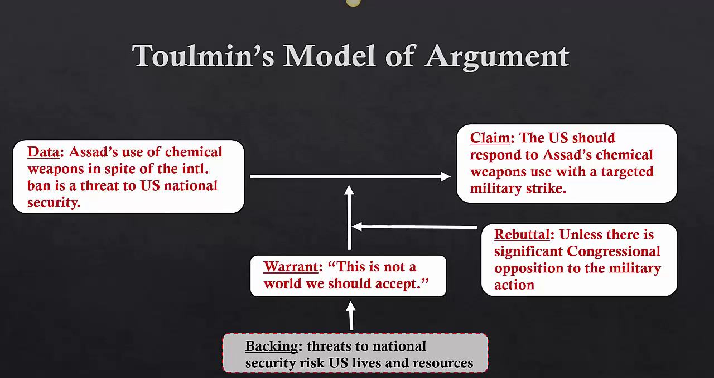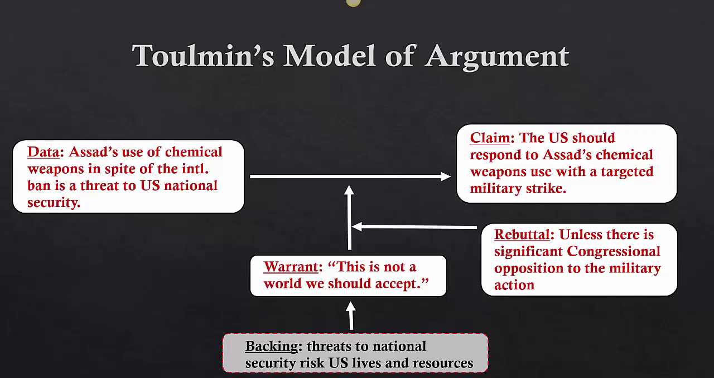It increases the legitimacy of the action, and we've seen the negative consequences of when this kind of military force has been used without congressional oversight. So essentially, he says, without coming right out and saying it, the U.S. should respond to Assad's chemical weapons use with a targeted military strike unless there is significant congressional opposition to the military action. This is what he essentially says, right? If Congress was not on board, I would not be doing this.